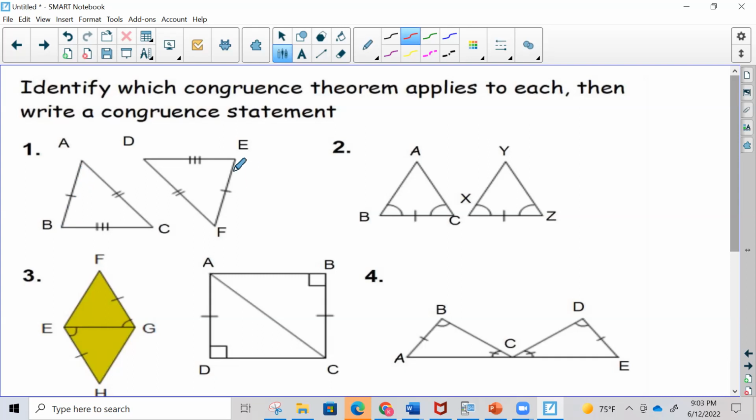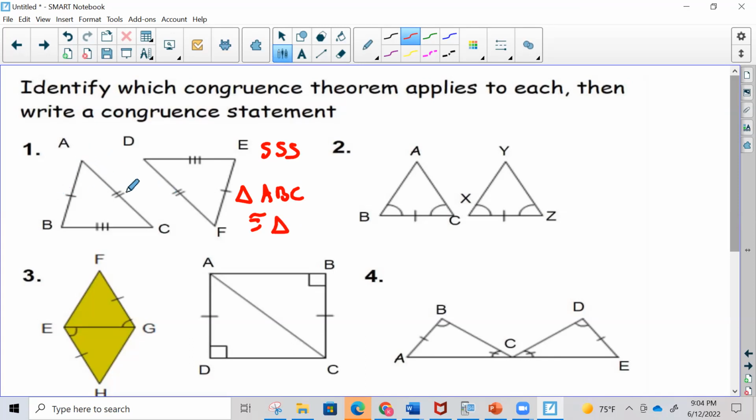I have AB is equal to EF, AC is equal to DF, and BC is equal to DE, and so that's 3 sides. So this is side, and then the statement would be A, B, C, and the first order doesn't matter, it just matters that you match this up.